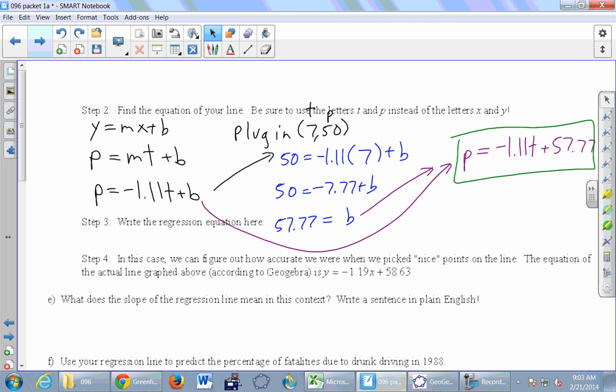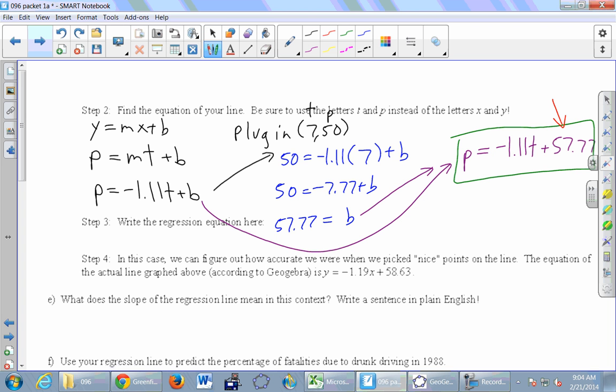Okay, so were we close on the slope? Pretty darn close. We're off by, what, 0.08. Were we close on the y-intercept? Pretty close. We're off by less than 1 on the y-intercept. Okay, so now let's do this analysis piece. I didn't ask us to think about what the y-intercept meant, but let's do it.